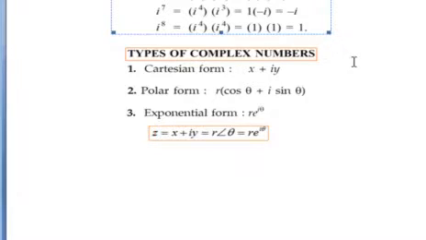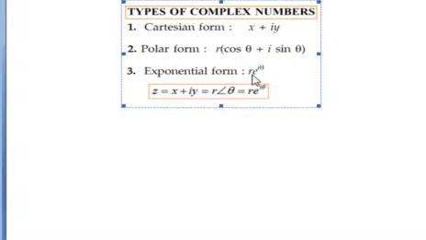Now, types of complex number. There are three forms of complex number: Cartesian form, polar form, and exponential form. Cartesian form is represented by x plus iy. In polar form, r into cos theta plus i sin theta, and in exponential form, r into e to the power i theta. Actually, e to the power i theta equals cos theta plus i sin theta. That is, z equals x plus iy equals r into theta, that is modulus into argument, equals r into e to the power i theta.